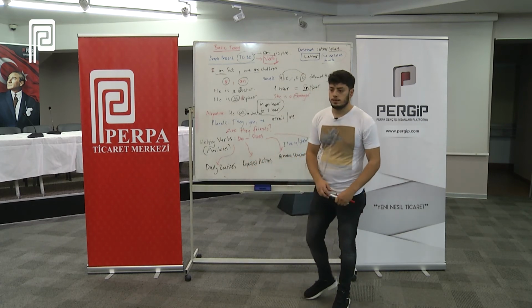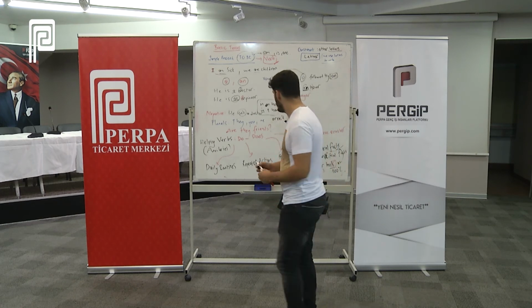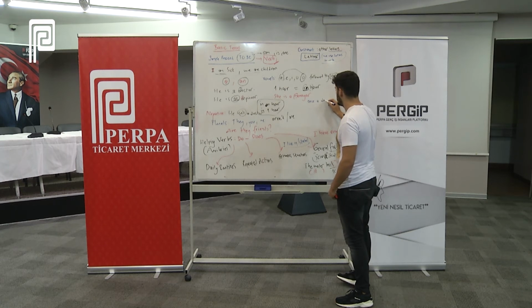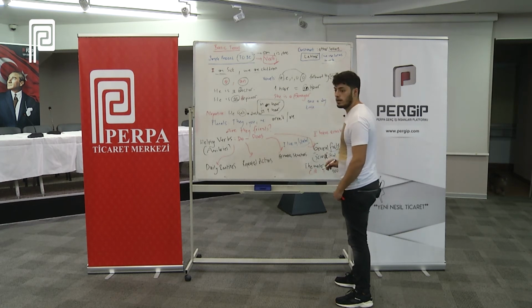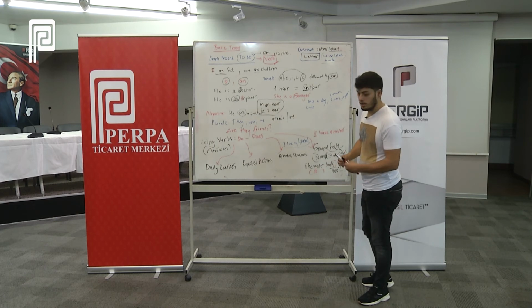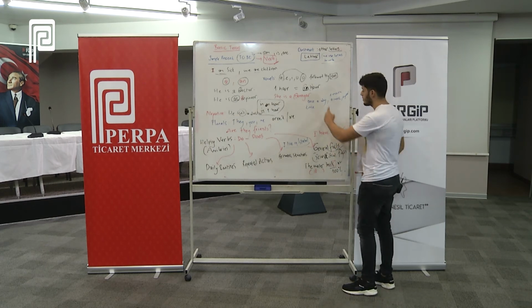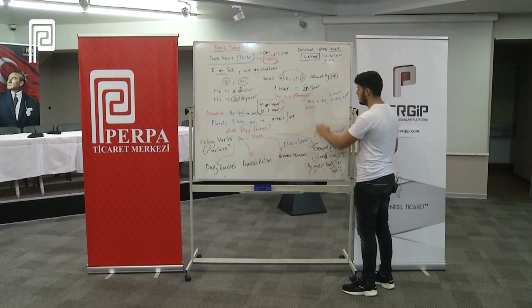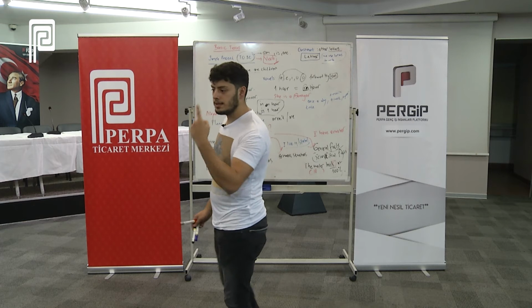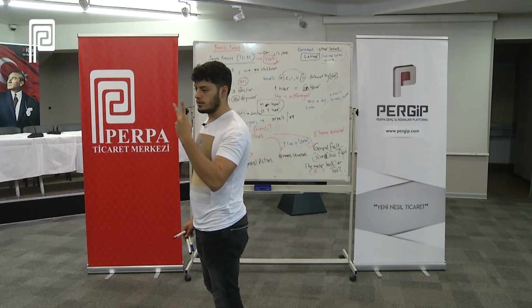What about repeated actions? So in repeated actions, we have, for example, once and twice. You say, okay, once a day, once a week, once a year, once a month, you can say. It's so important. Twice a day, twice a week, twice a year. These are one and two times. Once means one. Two times, twice. Okay.